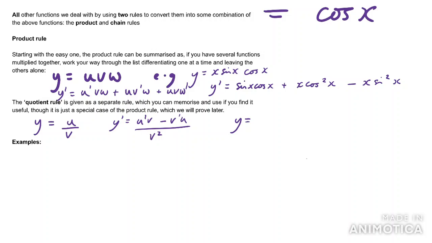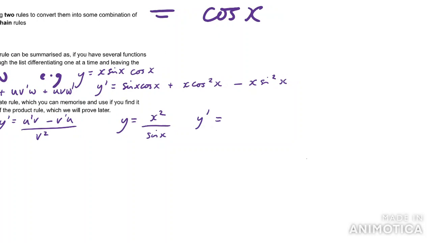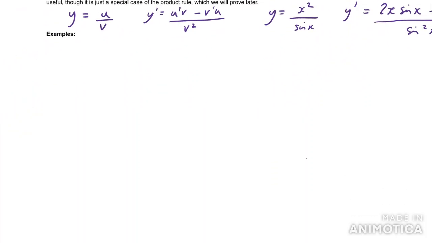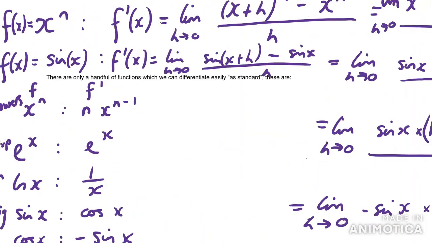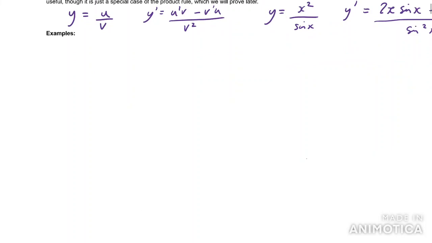So for example, if y equals x squared over sine x, then we can say that y dash, well, the top is u, so u dash v, that's 2x times sine x minus v dash, well, that's cos x, so cos x times u, which is x squared, all over v squared, so sine squared x. That's it. So that's how you use the product and quotient rule. And that should be relatively simple. So those questions are nice and easy.